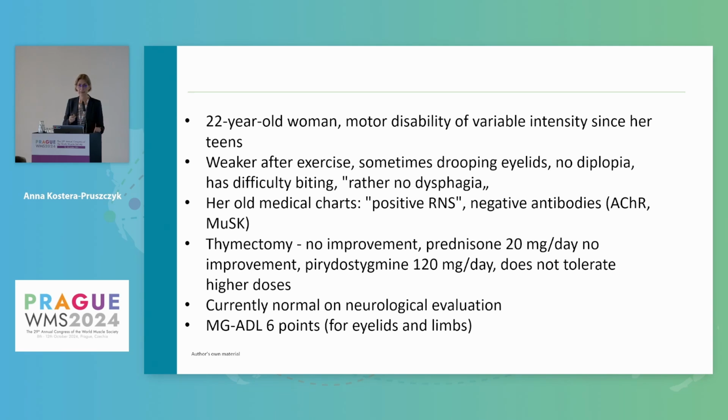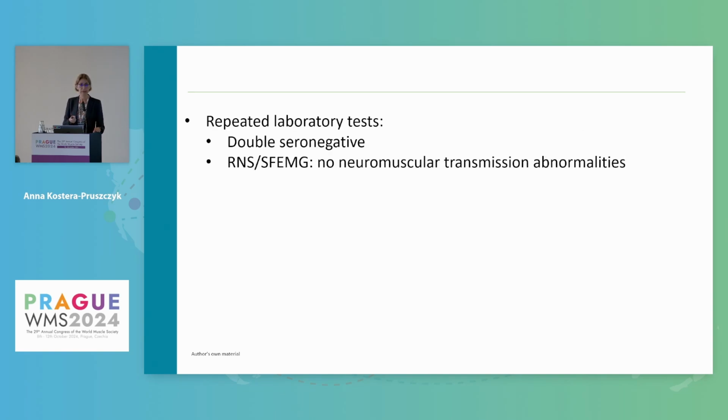Currently, really nothing on the neurological examination, so we rely on the history. But when we asked her all the questions that are included in the myasthenia gravis activity of daily life questionnaire, she gained 6 points for eyelids and limbs dysfunction. We repeated laboratory tests, again double seronegative, repetitive nerve stimulation test of the facial muscles, normal, and on single fiber EMG, she had no neuromuscular transmission abnormalities.